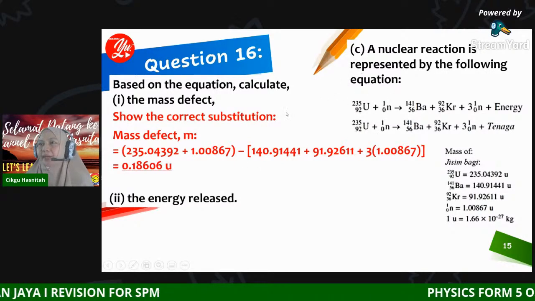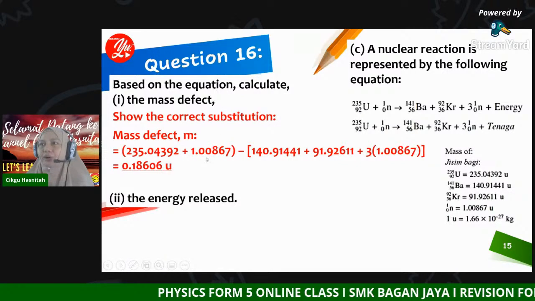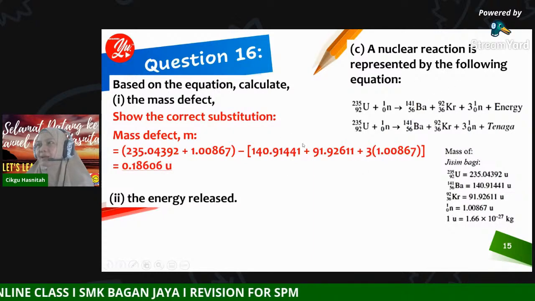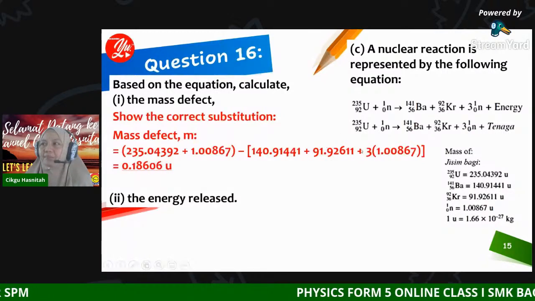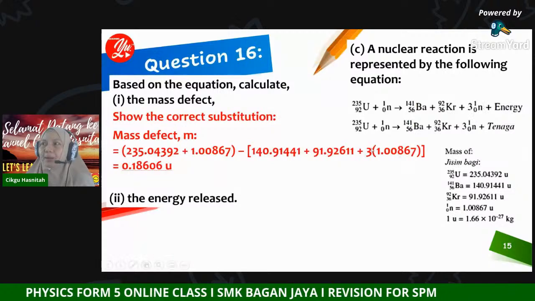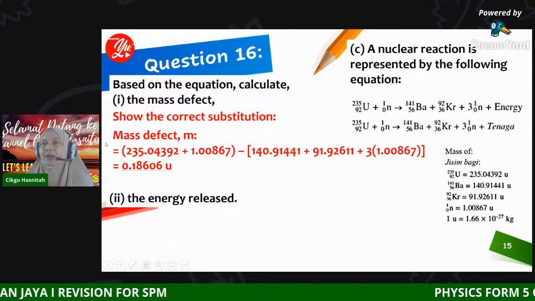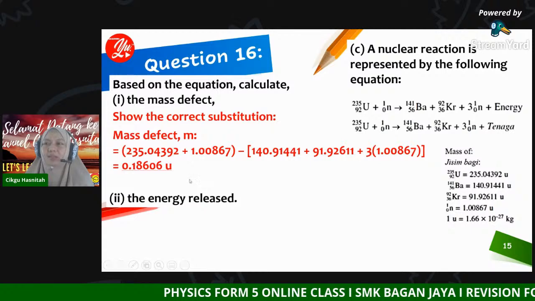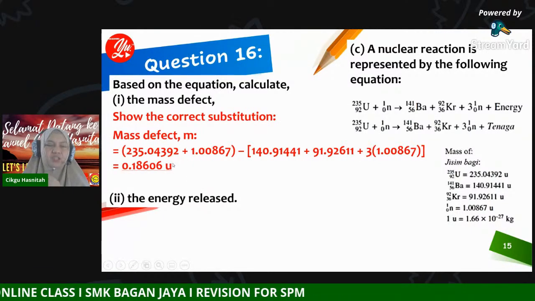On the left side, the reactant, this is the mass of the uranium plus the mass of the neutron, minus, on the right side, we have 3 products. This is the mass for barium, mass for krypton, and the mass for neutron. Since we have 3 neutrons, we multiply by 3 at the front. Don't forget to multiply by 3 at the front. And when you count, it will give you 0.18606 atomic mass unit. Don't forget to write the unit as well.